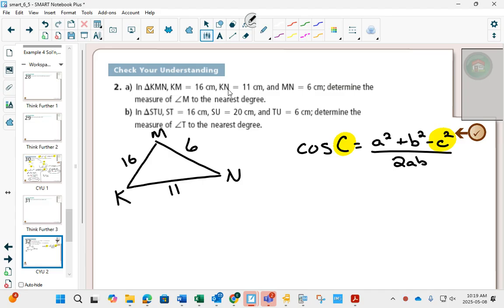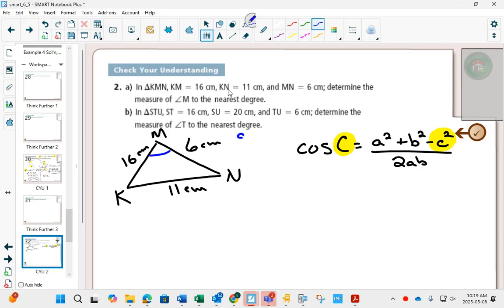Right? We need a triangle. I know that I'm not drawing it to scale. These are all in centimeters. I could add my units here to help remind myself in the end that I should have the units. And I want to find angle M.